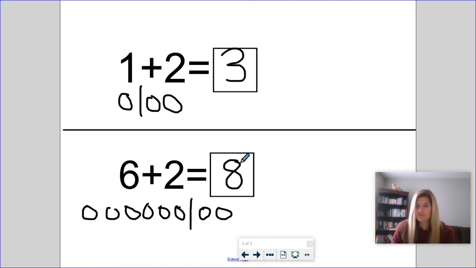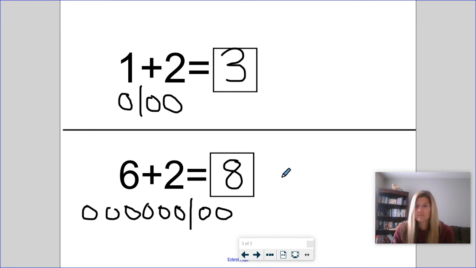You can also use your fingers. So I'd have to hold up 6 fingers. I have 6 fingers up. How many more do I need to add? 2 more. So I go 1, 2, and then I count my fingers. 6 and 2 equals 8. So you can use your fingers, draw circles, or know it in your head.